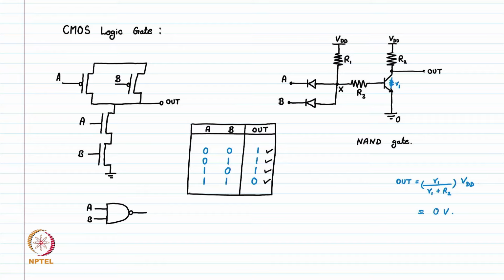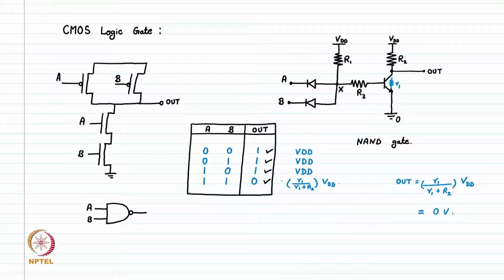So we can say the output high value is completely VDD. When this BJT is turned off, the output will be pulled to VDD. So we can write the actual voltage levels here. The output will be VDD, here VDD, here VDD, and here for 0, this is not exactly 0, this is r1 divided by r1 plus capital R2 times VDD.